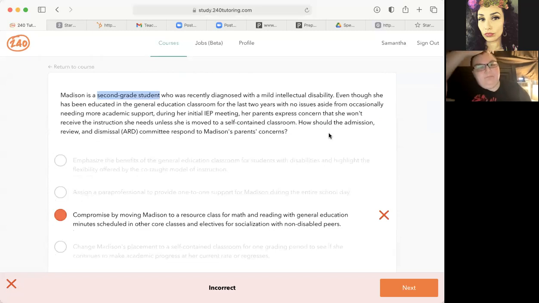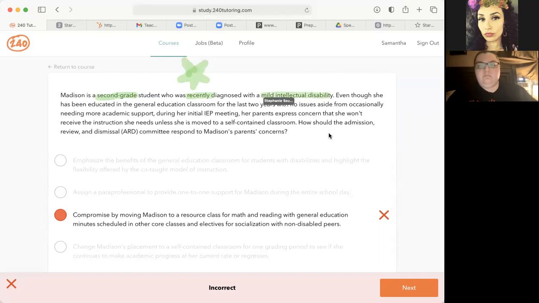Okay. So we have second grade, which is something I'm going to pay attention to. We have recently. If they give you a time marker, like 10 years, recently, before, during, after, any sort of temporal marker, I pay attention to time. They're telling us this for a particular reason. So she was recently diagnosed with mild intellectual disability.